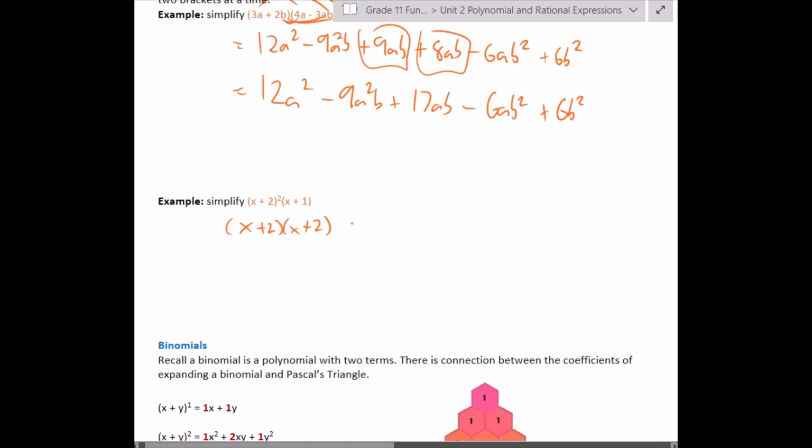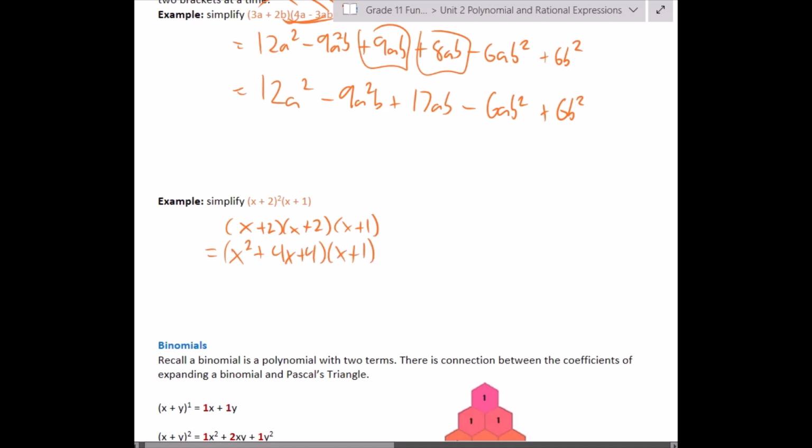So x plus 2 times x plus 2 times x plus 1. We now have 3 brackets, and you are required to only do 2 brackets at a time when expanding. So let's start with x plus 2 times x plus 2. When you do fully expand that, it's going to give you x squared plus 4x plus 4. And then that's still multiplying the x plus 1.